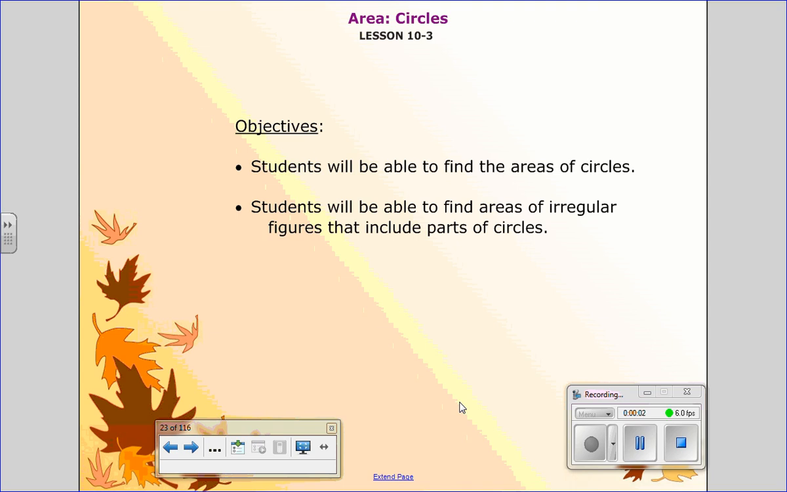Hello and welcome to tonight's lesson, Lesson 10-3 on the area of circles. In tonight's lesson, you're going to be able to find the areas of circles, and you're also going to be able to find the area of irregular figures that include either a whole circle or parts of a circle.